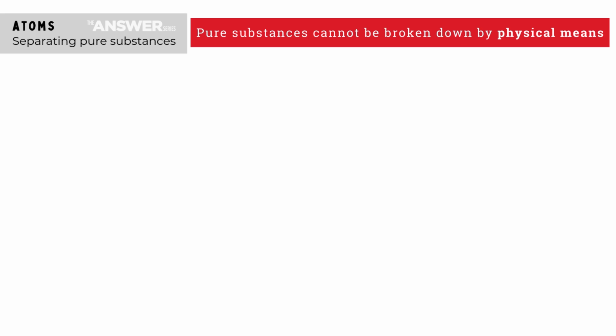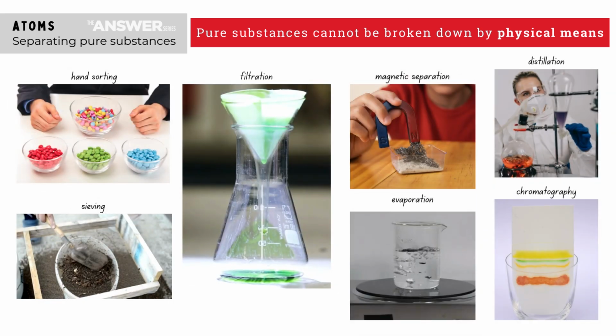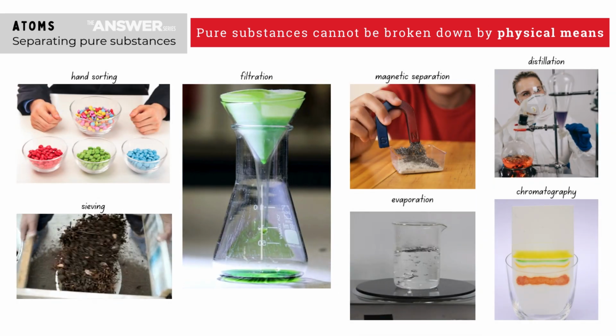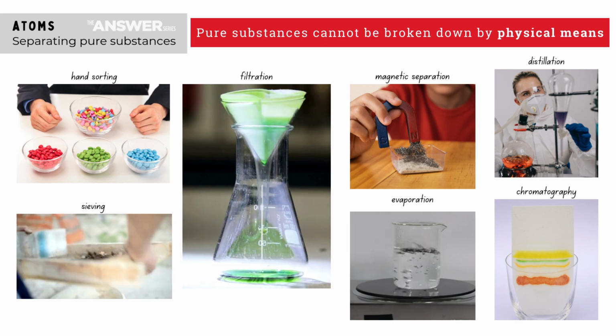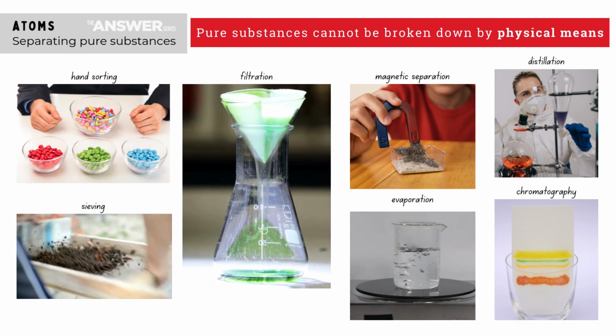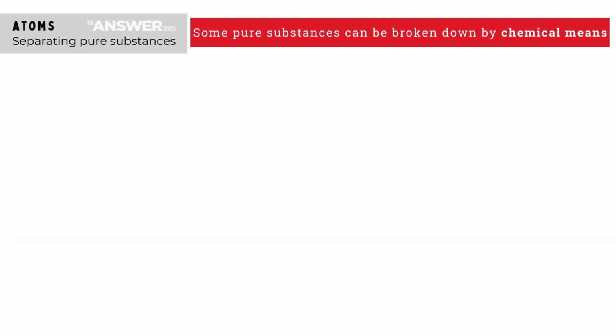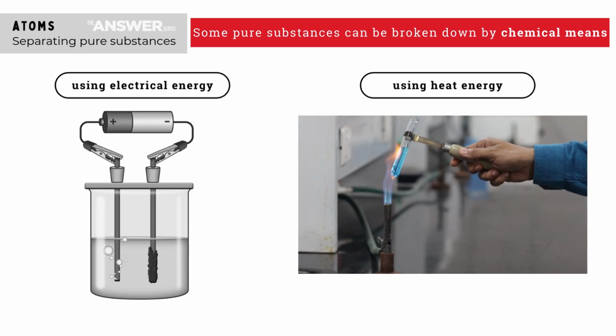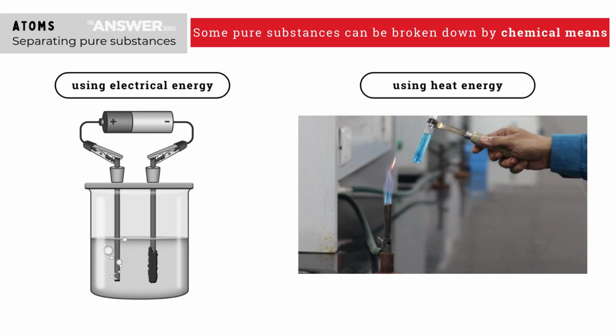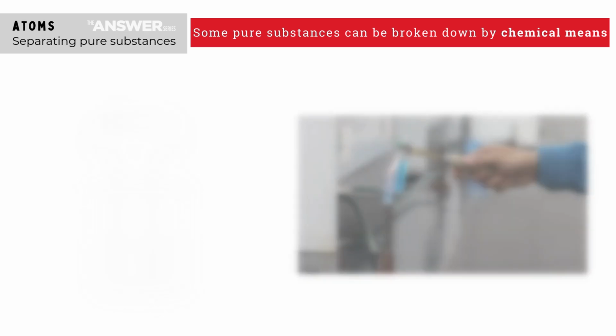Physical means of separating substances include hand sorting, sieving, filtration, magnetic separation, distillation, evaporation, and chromatography. Some pure substances can be broken down by chemical means. Chemical means of separating substances include using electrical or heat energy to break the strong chemical bonds between the atoms.